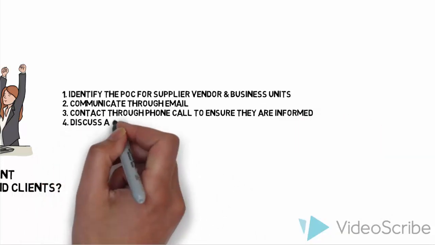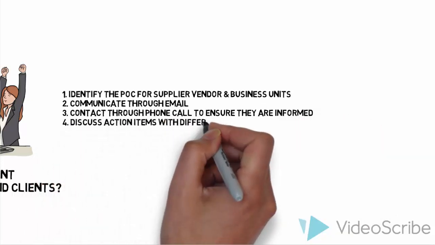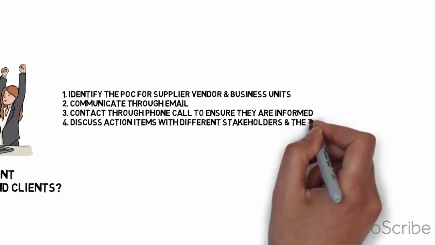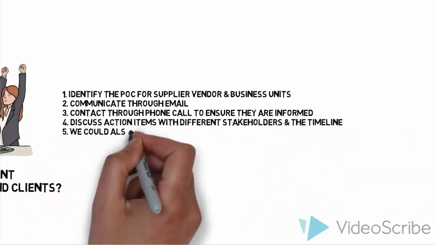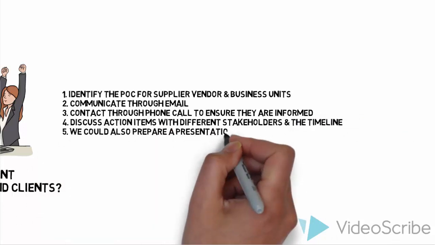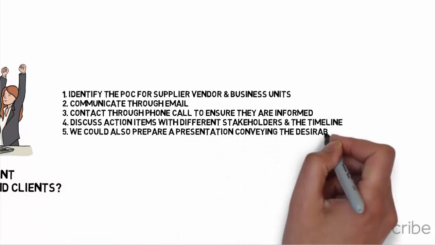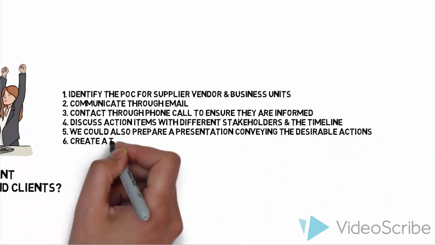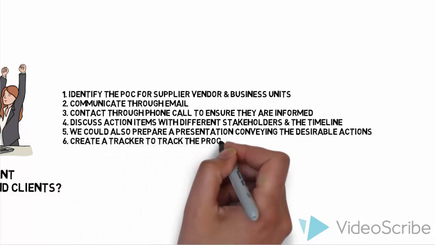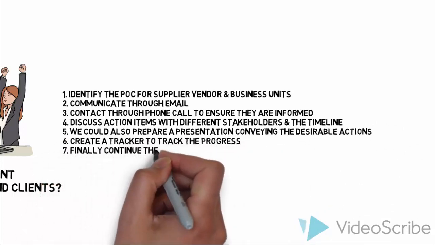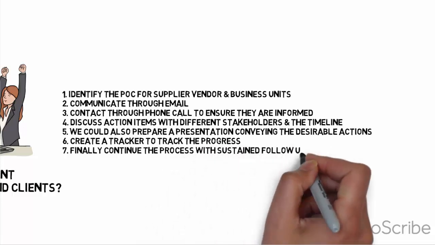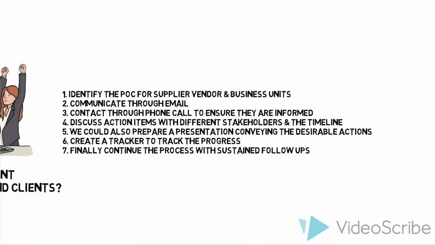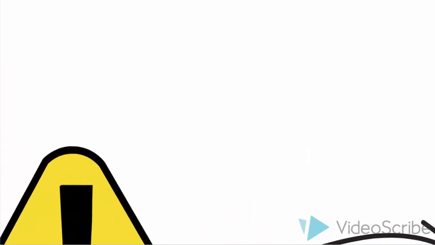Now what we can do is to communicate with them over a call and then ensure that they are intimated about the mail, and also at the same time discuss the key action items with different stakeholders and also discuss the timelines in which these decisions and actions have to be taken. We can also prepare a presentation conveying the desirable action and of course a tracker to track the progress of different actions. Finally, we can continue the process with sustained follow-ups with our vendors, my subordinates, the suppliers and of course the clients.